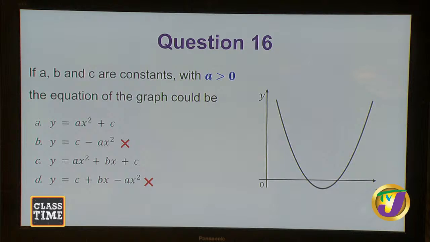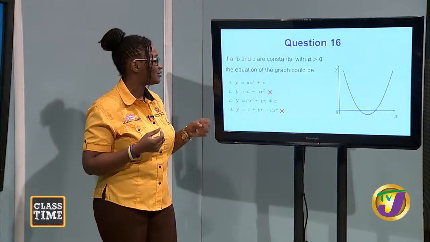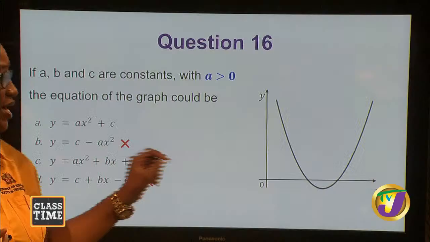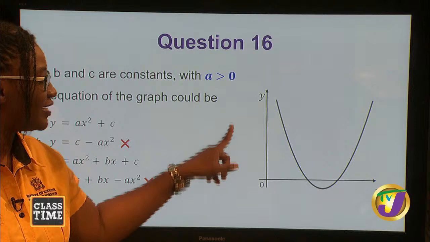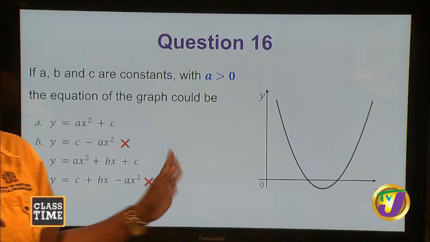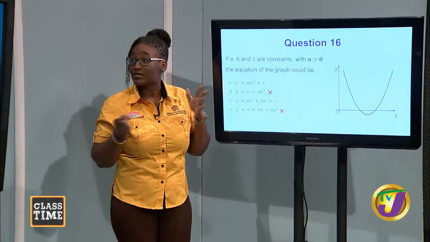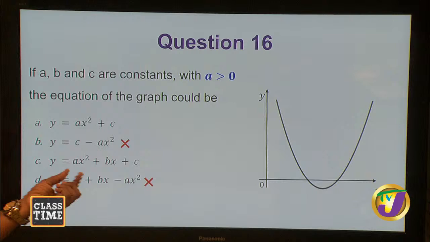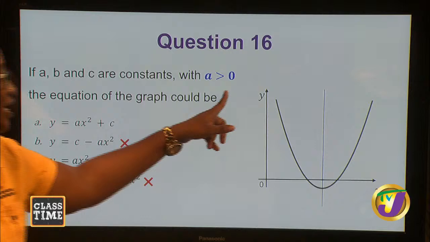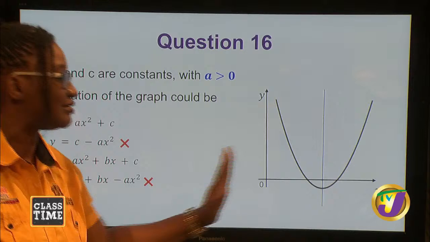Now, one of the things I know, Latoya, is that the C value, and I want our students to zoom in, if we started with a graph right here, our C value basically just moves it up or down. It never shifts it in any other direction, right? Another thing I know is that whenever B is 0, my line of symmetry is my y-axis. So in other words, if B is 0, my graph must be somewhere here so that the y-axis is my line of symmetry.